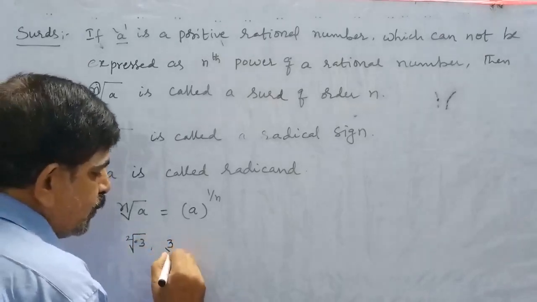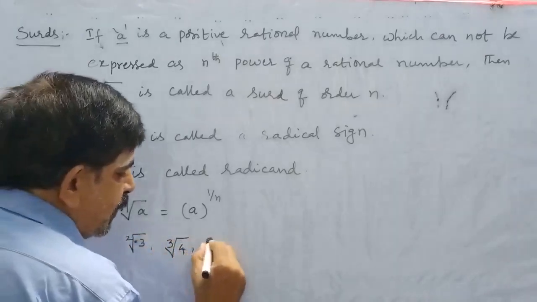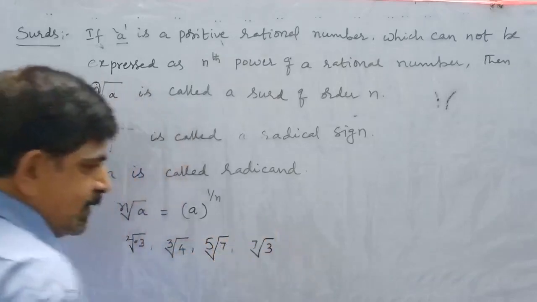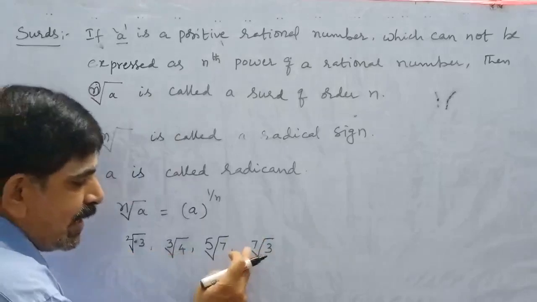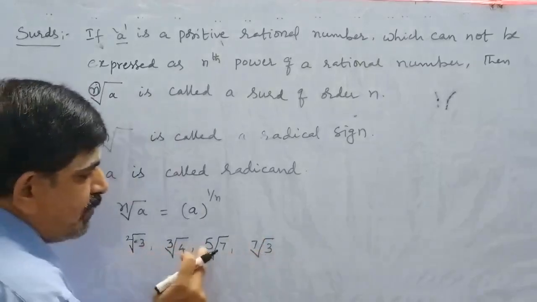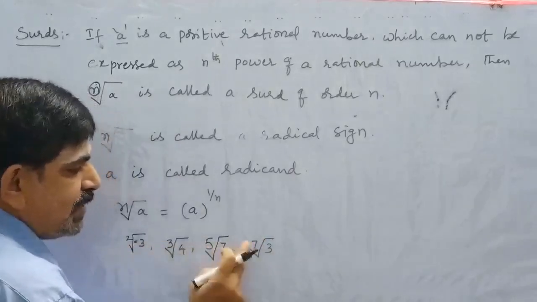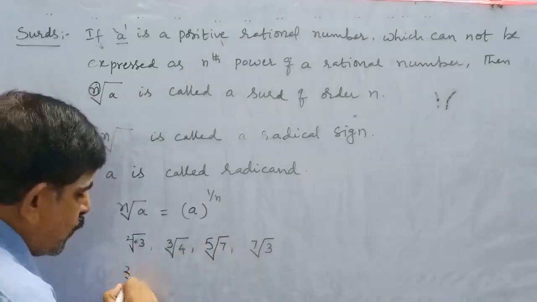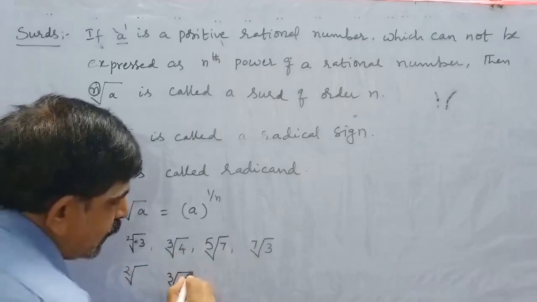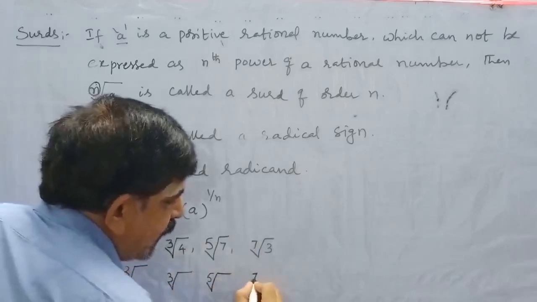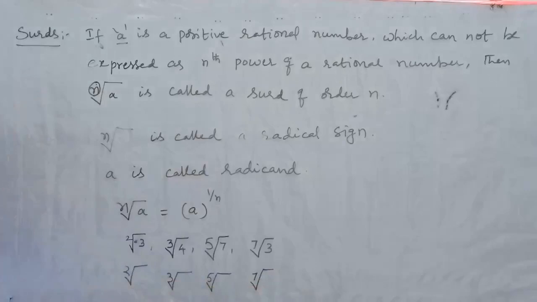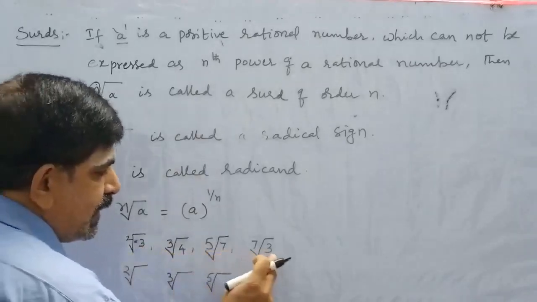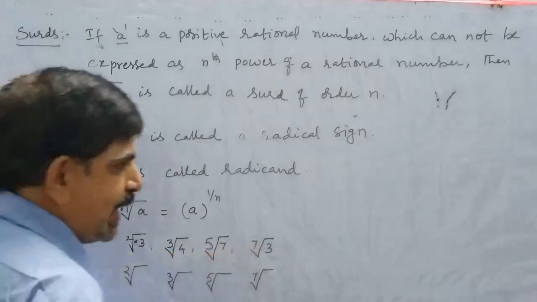Next one, cube root of 4, fifth root of 7, seventh root of 3. So these are all the orders of the surds. Okay, 2, 3, 5, 7. These are the orders of the surds. Okay. Next, what are the radical signs here? Square root. Here cube root. Here fifth root. Here seventh root. These are all the radical signs. What are the radicands here? 3, 4, 7, 3 and so on. These are all the radicands.